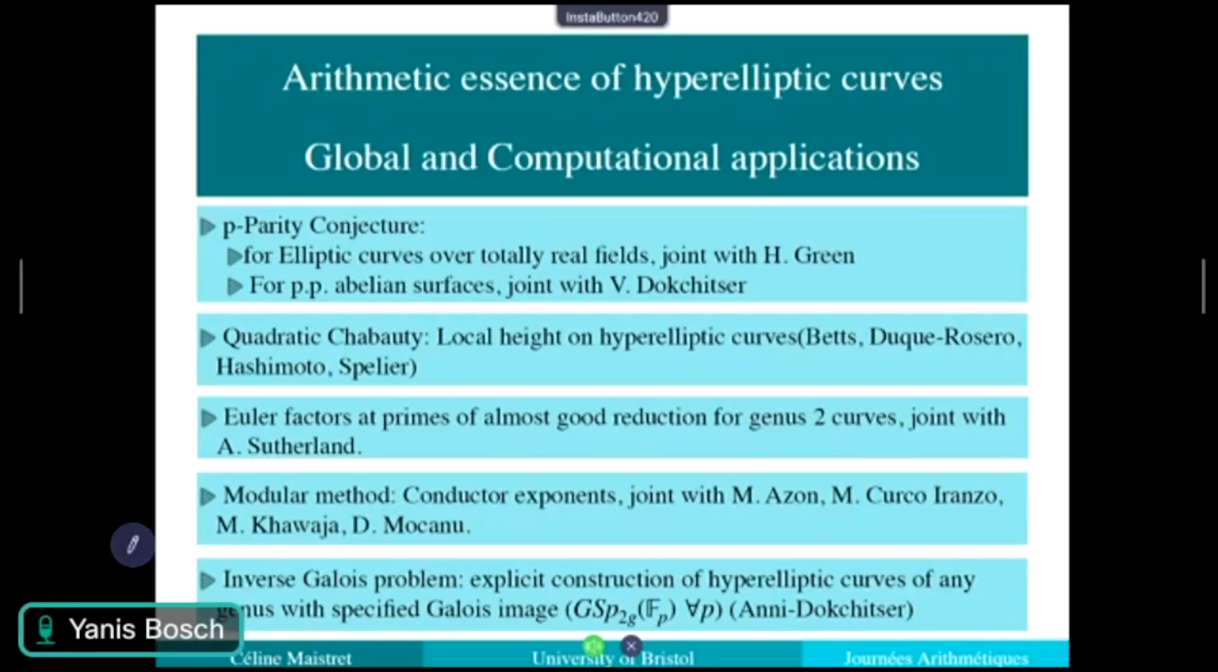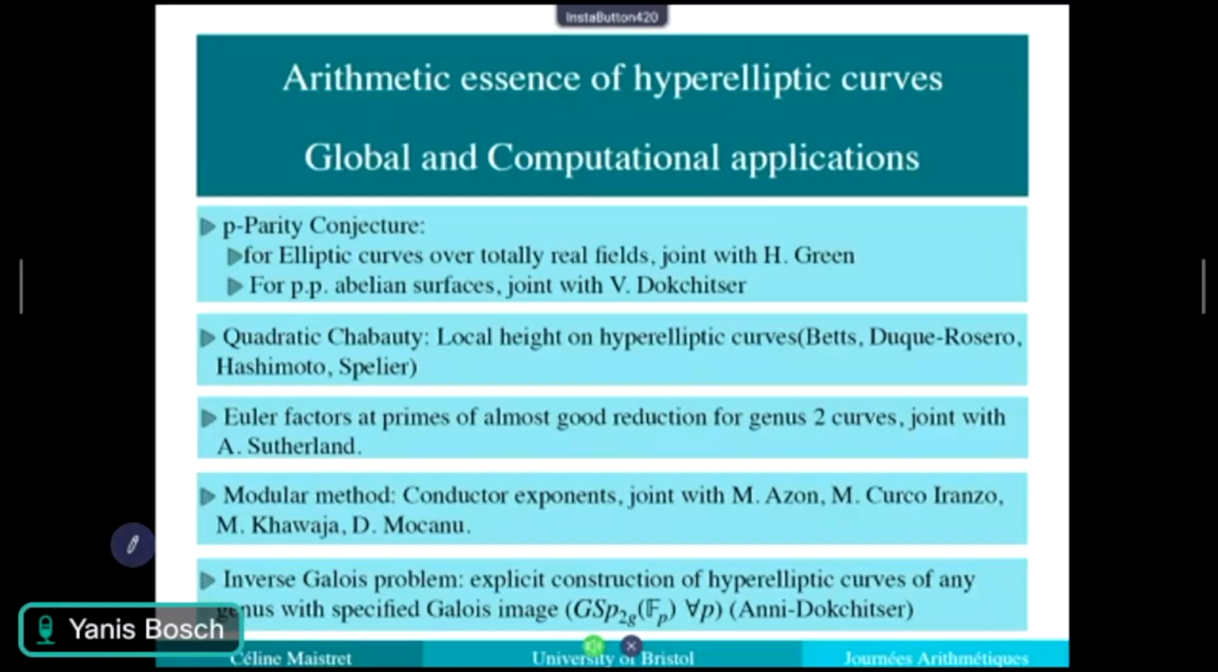And then a more algorithmic aspect of this is the work with Drew Sutherland, where we compute the factors at primes of almost good reduction for genus 2. And then an application in families of curves, so this modular method I talked about, where we compute conjectural exponents, and this is joint work with Martin Azon, Mar Curcó-Iranzo, Maleeha Khawaja, and Diana Mocanu.